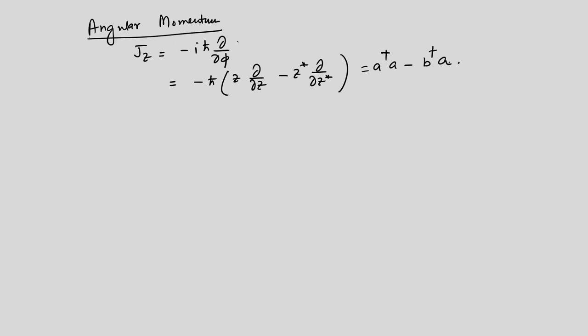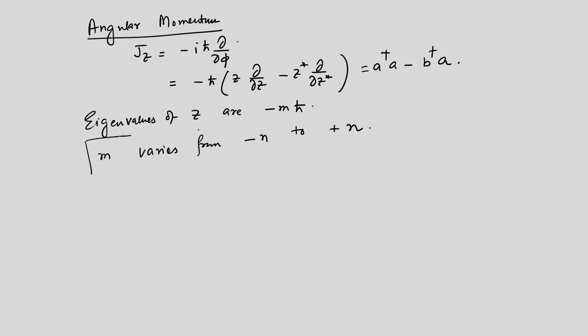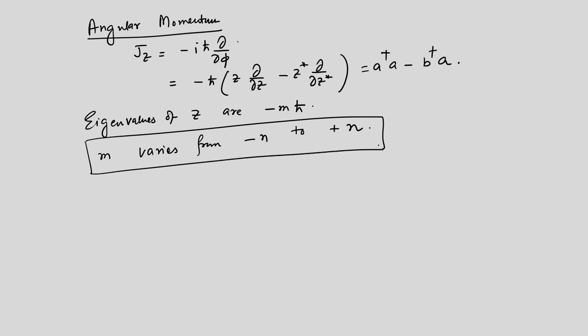Okay, so that's the form of J_z, and the eigenvalues of J_z are minus m h cross, and m varies from minus n to plus n. This is quite important: this is the degeneracy of the Landau levels. So for each n it will vary like this.